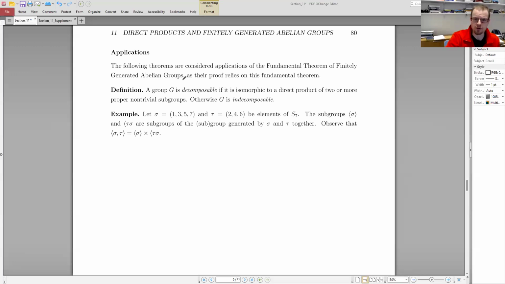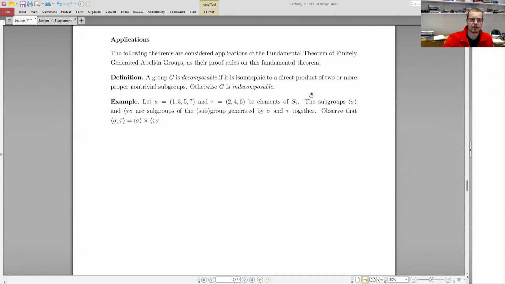All right, so a group G is decomposable if it is isomorphic to a direct product of two or more proper non-trivial subgroups of itself. Otherwise, G is indecomposable. All right, so let's consider in S7, we have the element sigma and the element tau. And of course, these elements are functions. These functions are permutations, and they're both cycles, so very nicely in cycle notation there.